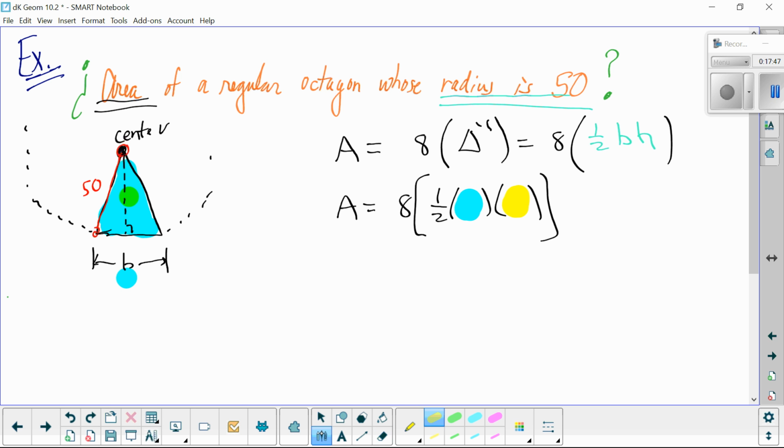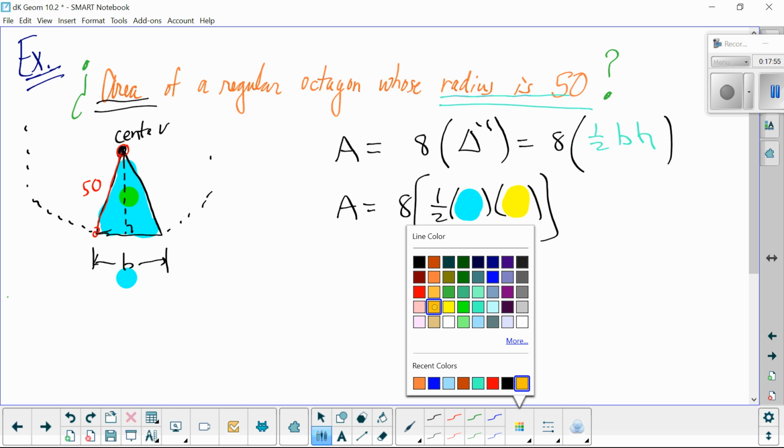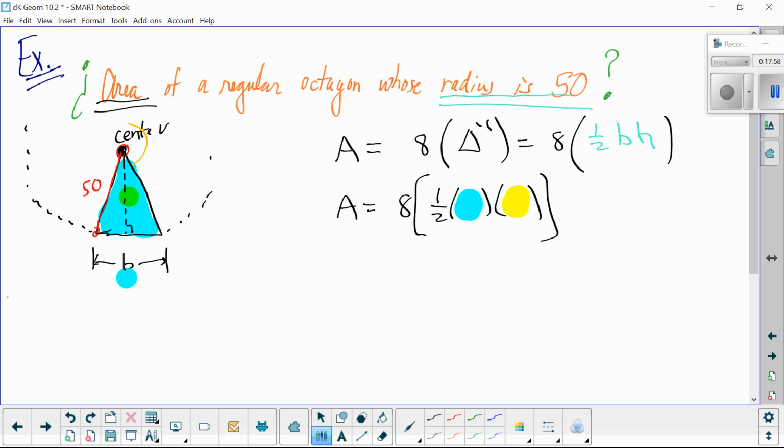We're going to have to use SOHCAHTOA. How do we use SOHCAHTOA? We need to know some of the angles inside there. So remember this idea where an entire revolution is 360 degrees. So here we go. 360 degrees divided by 8 is equal to 45 degrees. But that's the entire angle from here to here, 45 degrees. So then we take that and divide it by 2, and that gives us 22.5 degrees.